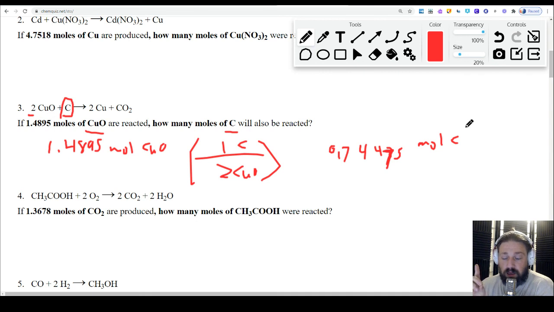On Thursday, we're going to be talking about grams, going from grams to moles first. So that's going to be going on Thursday. Okay. And then on Friday, you can imagine probably another assignment like this.